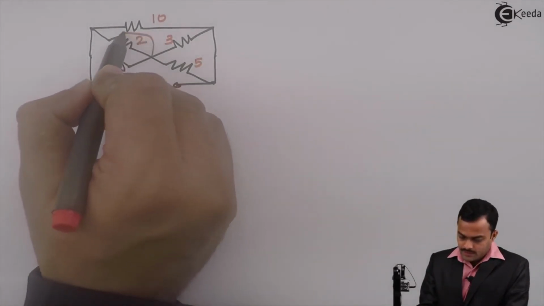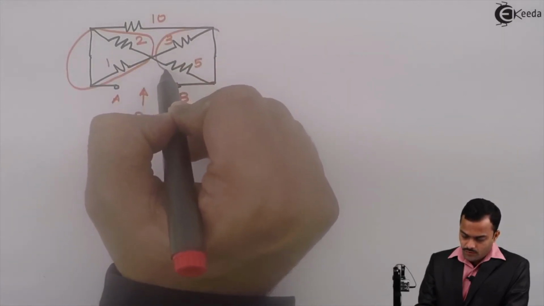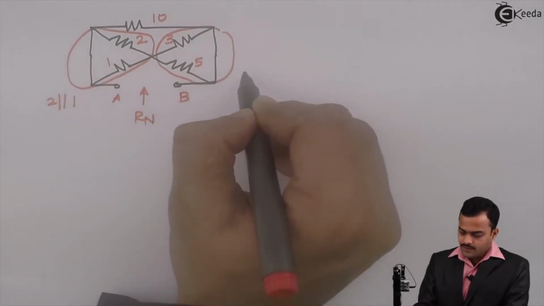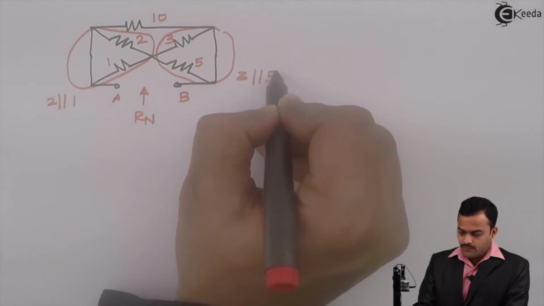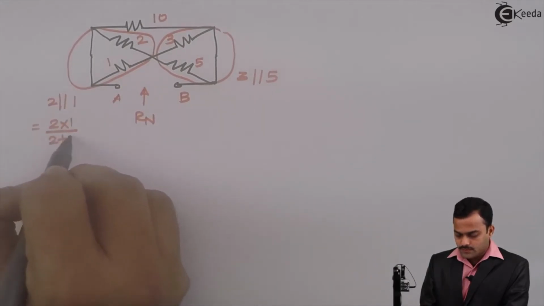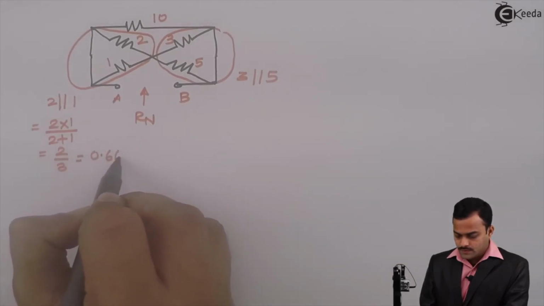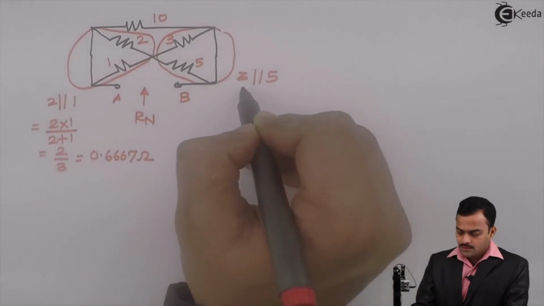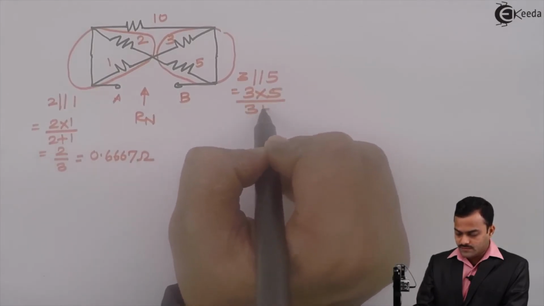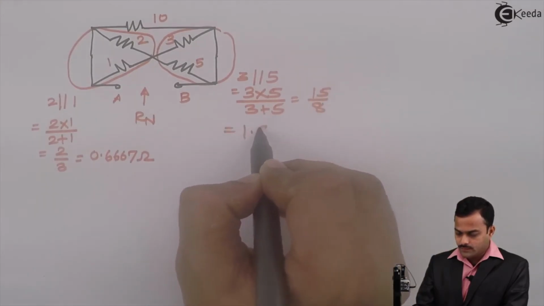If I see properly, these two are forming a loop, similarly these two are forming a loop. I can say these two, 2 parallel with 1, and here 3 parallel with 5. So the answer for this is 2 multiplied by 1 divided by 2 plus 1, it is 2 by 3, I am getting 0.6667 ohm. 3 parallel 5 is 3 multiplied by 5 divided by 3 plus 5, 15 divided by 8, the answer you will get is 1.875 ohm.